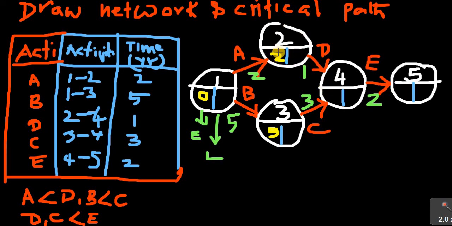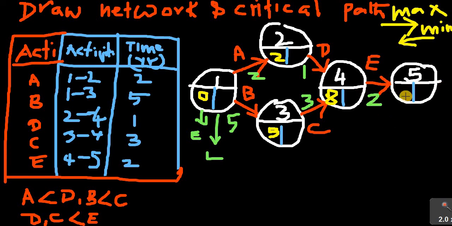Now let us take this event. 2 plus 1 is 3, 5 plus 3 is 8. 2 plus 1 is only 3, but 5 plus 3 is 8, so 8 we have to write here. For the forward pass we have to take the maximum. For the backward pass we have to take the minimum. Okay, this is very important.